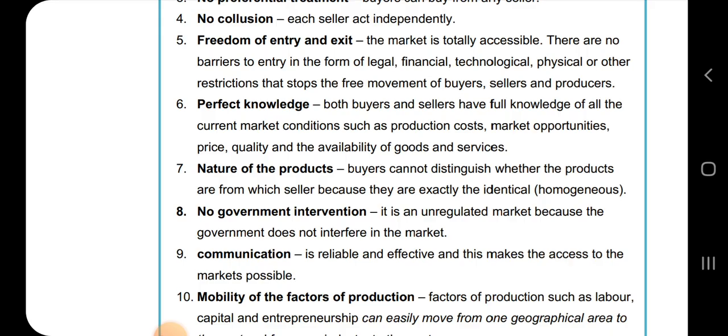There's freedom of entry and exit. You can enter the market and exit the market as you like. You can come and be a seller and decide, oh, I'm done selling, I don't want to do this business anymore, and just leave with no penalties, nothing.